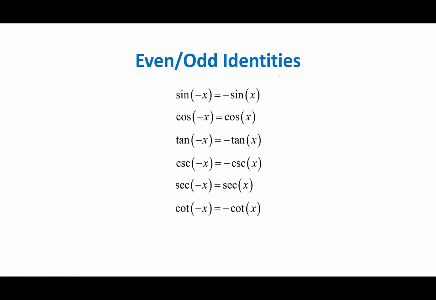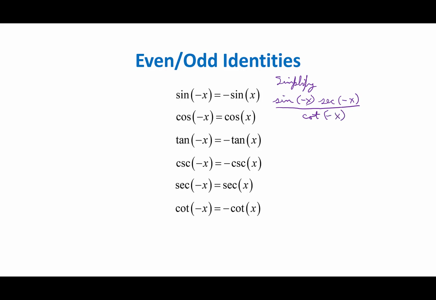Let's simplify the identity sine of negative x times the secant of negative x all over the cotangent of negative x. So we've got a few different functions in here.